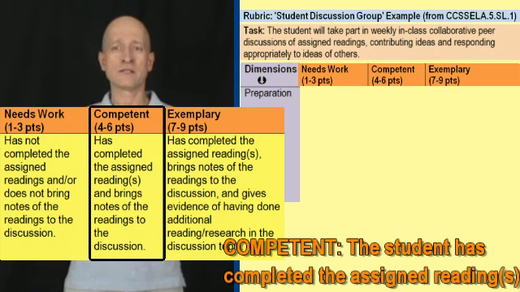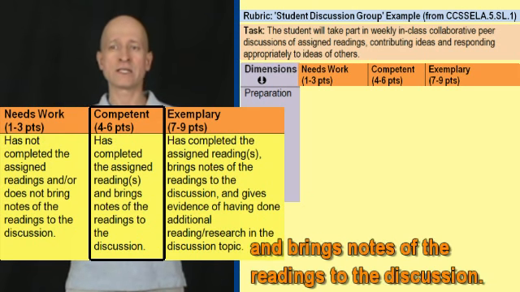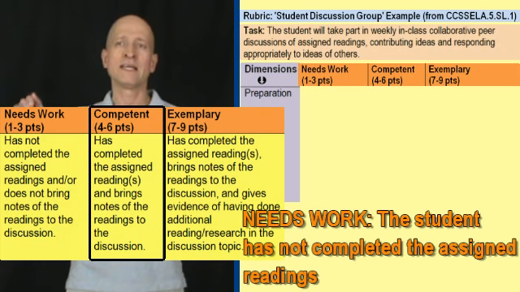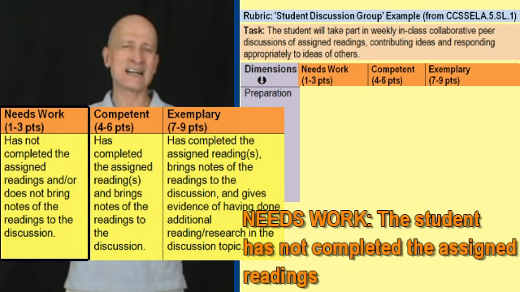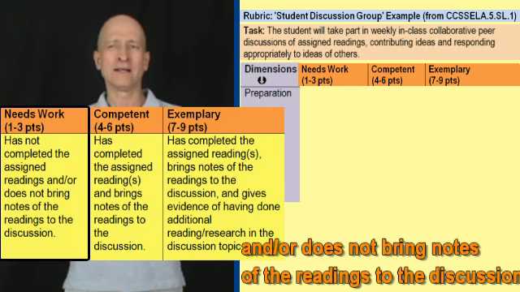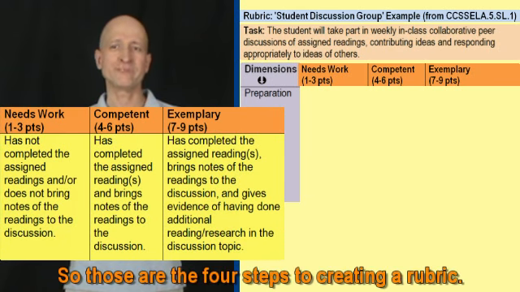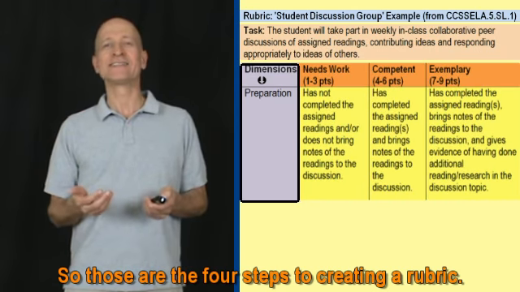Competent. The student has completed the assigned readings and brings notes of the readings to the discussion. Needs work. The student has not completed the assigned readings and or does not bring notes of the readings to the discussion. So, those are the 4 steps to creating a rubric.